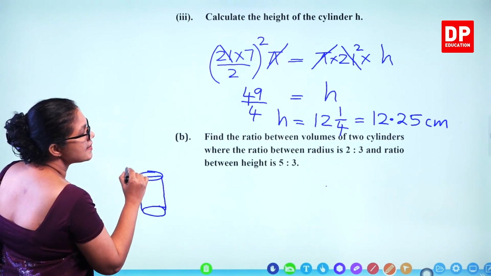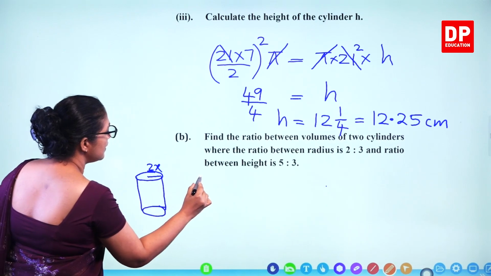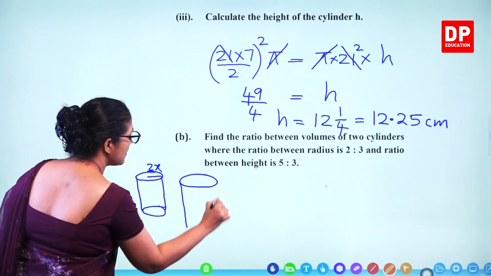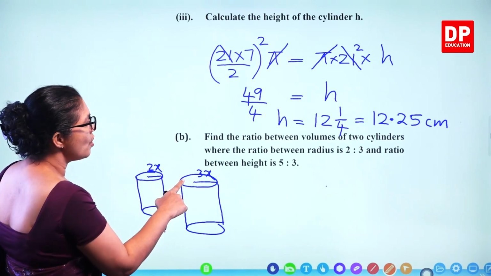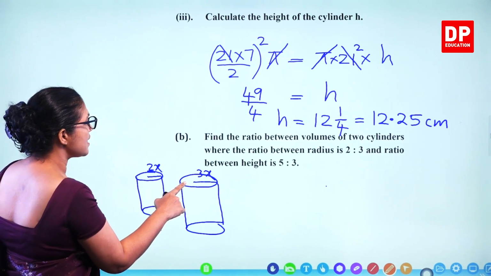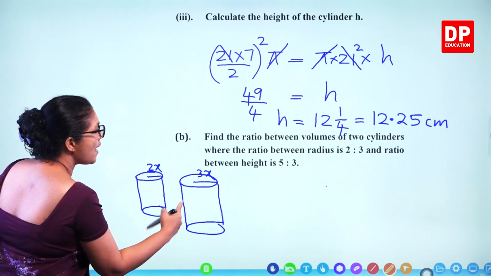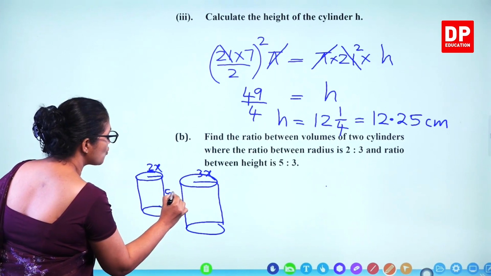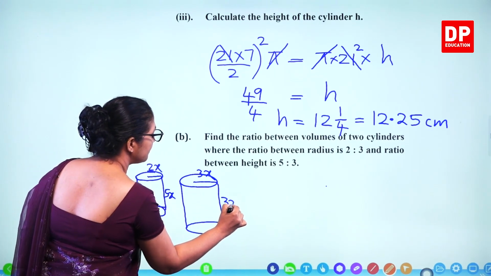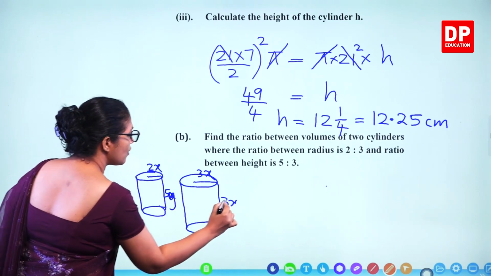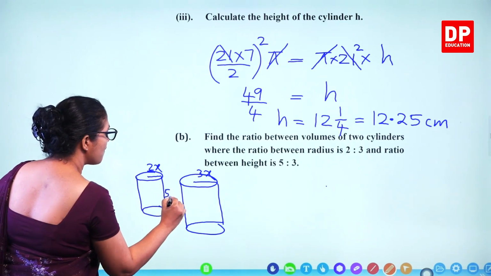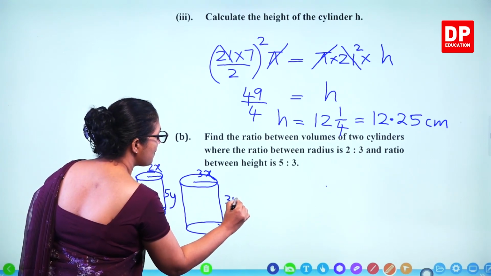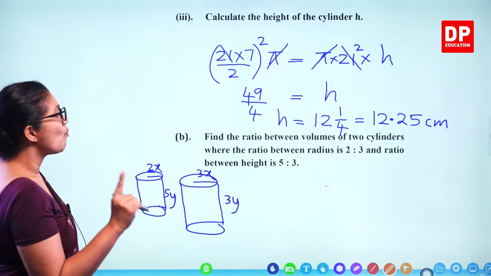If one radius is 2x, the other one is 3x. 2 to 3 ratio, that's radius. Height is 5 to 3, that means 5x to 3x. We'll take 3y, not the same ratio. You can't take the same ratio. 5y to 3y. Now take the volume.